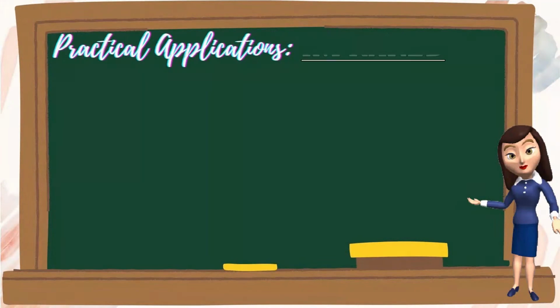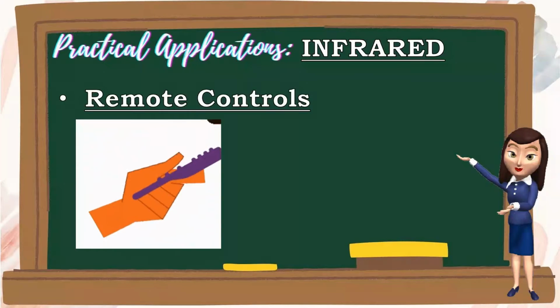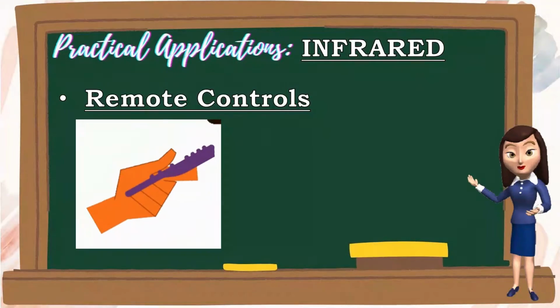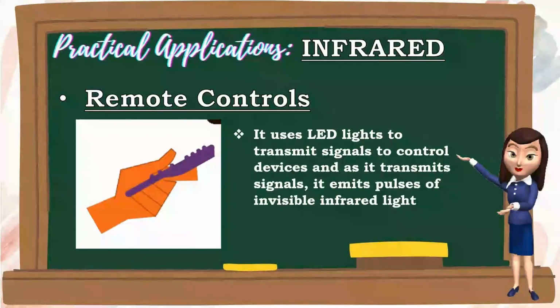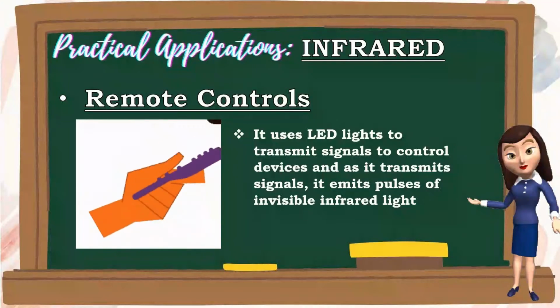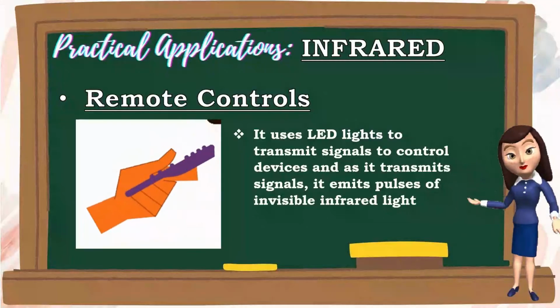Next up is the infrared. And we use infrared EM waves in our remote controls, whether in our TVs, air cons, and the like. It uses LED lights to transmit signals to control devices, and as it transmits signals, it emits pulses of invisible infrared light.